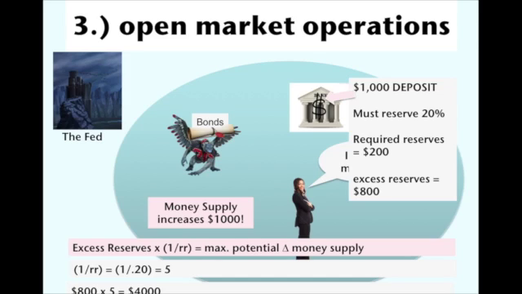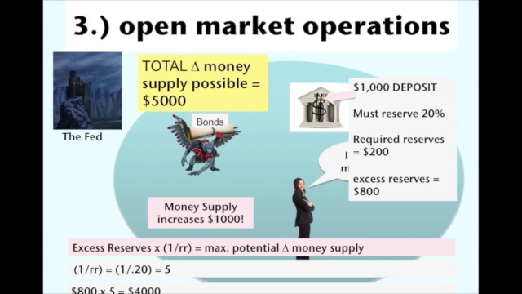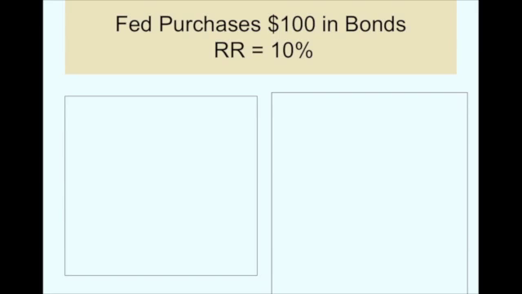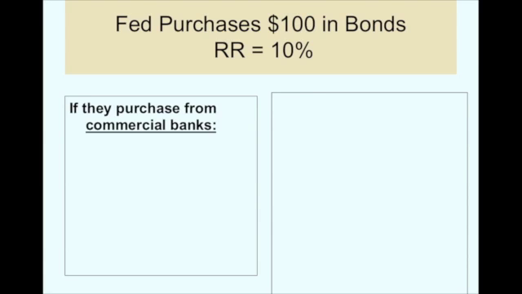So in the end, if the Fed buys bonds from a private bond dealer, by how much can this action change society's money supply? It can increase the money supply by $5,000. $1,000 was just by plopping the money into the bond dealer's hand, and $4,000 through the loan deposit cycle of the banking system. Let's go over the difference between if the Fed purchased $100 in bonds from a commercial bank compared to if they purchased it from a private bond dealer.